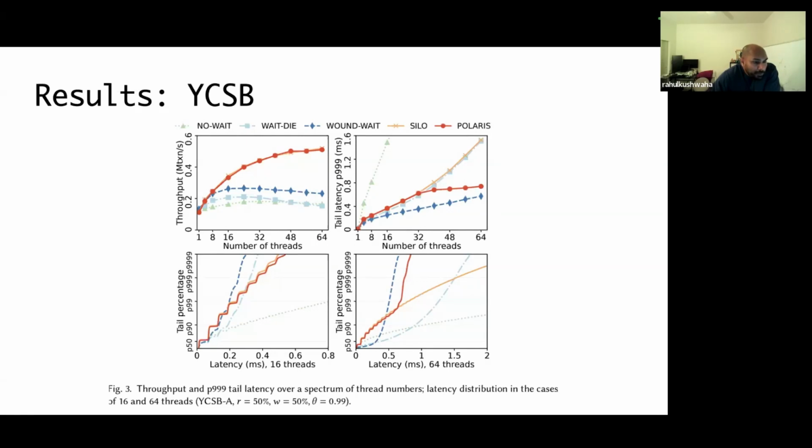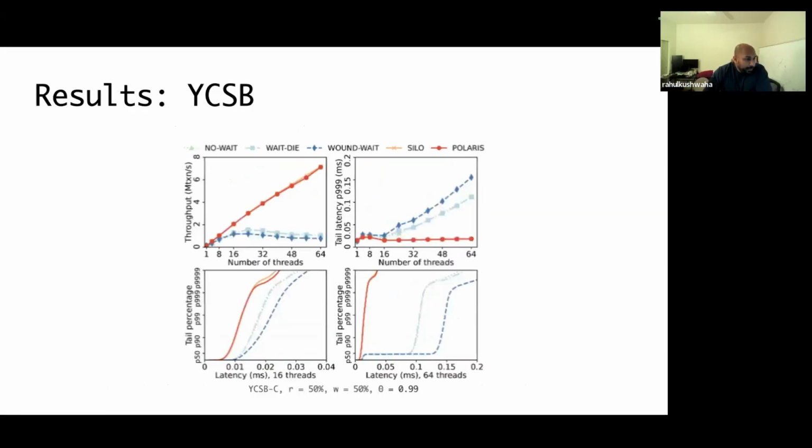But the main difference is in the tail latencies. If you look at the bottom right graph, as we increase the number of threads, the tail latency of Polaris is way less compared to Silo. And I think this is because of the reservation protocol that they implemented, where transactions with a high priority, which can be the number of times a transaction has been aborted, get priority to execute and hence have lower tail latency.